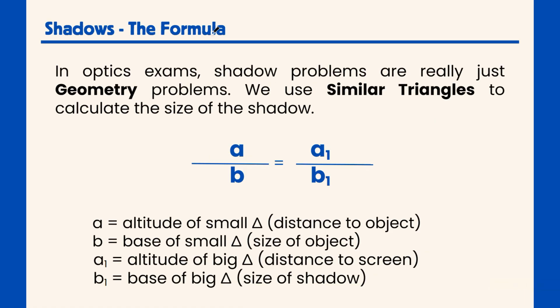So what is the formula for our shadows? In the optics exam, shadow problems are really just geometry problems. So triangles, triangles, triangles. So the formula for our shadows is only A over B, or altitude over base, and then the altitude of one triangle and the base of that same triangle.